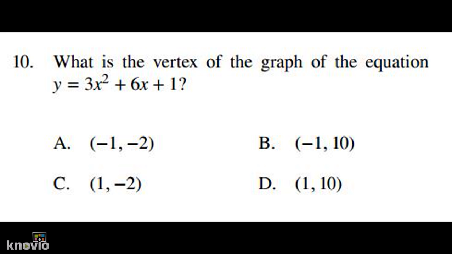So 3 times negative 1 squared, which would give us 3, plus 6 times negative 1 would give us negative 6. 3 minus 6 is negative 3, plus 1 is negative 2. Our answer, therefore, would be A.